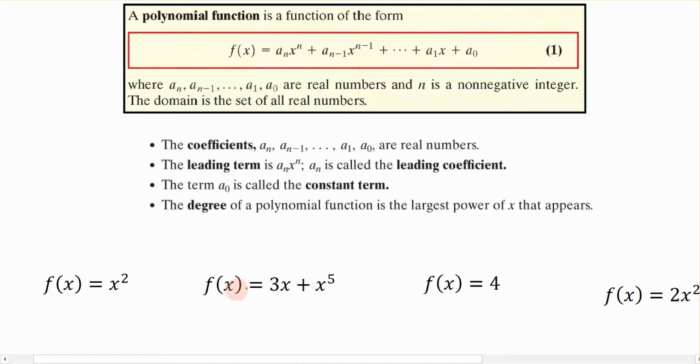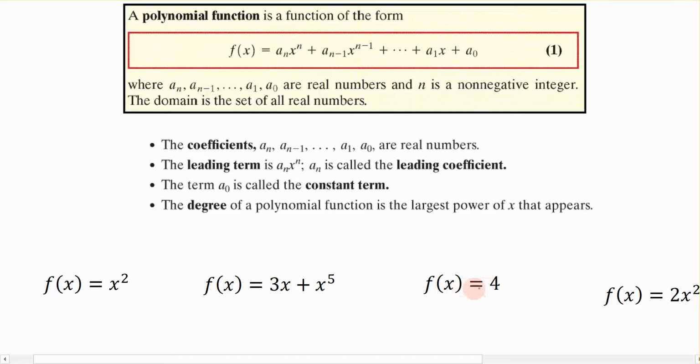Moving on to this example right here. This is 3x plus x to the 5th. This is a polynomial. It is a 5th degree polynomial, and it's just not written in descending order. But sure enough, it is a polynomial. We have the sum of the monomials.